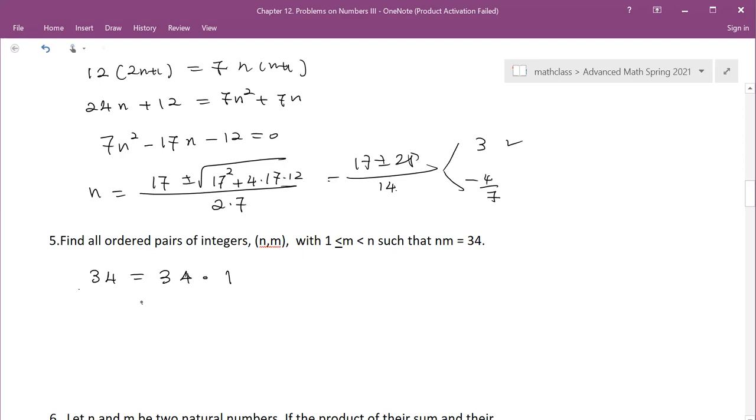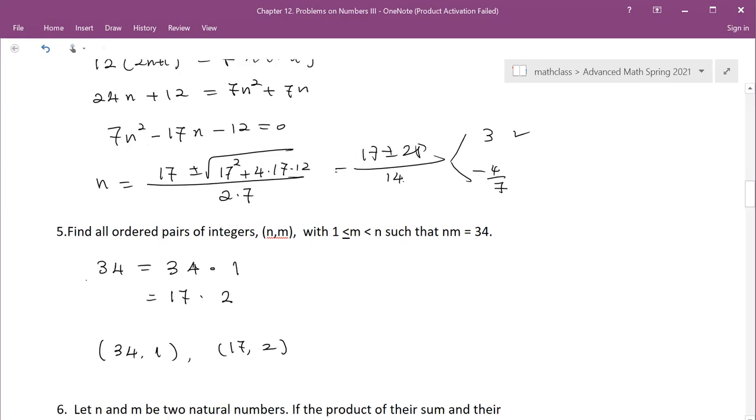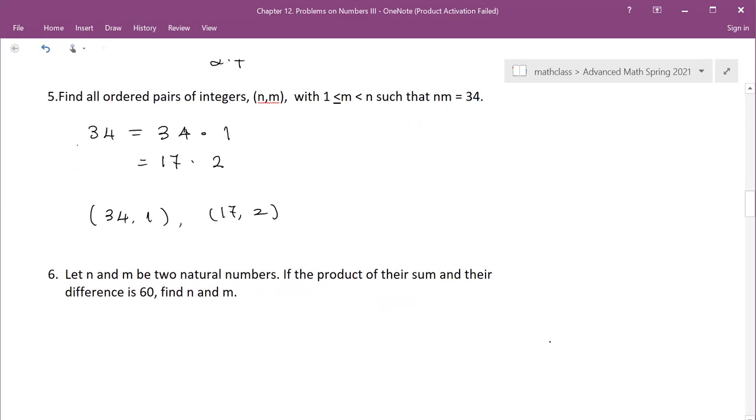Then the second, because this is an even number, is 17 times 2. I think that's it, because 17 is a prime number, so there are no other choices. So you have two solutions: 34 and 1, and 17 and 2. That's it. Remember that if an integer is a prime number, then you cannot factor it. Keep this in mind, then you may be able to solve this problem.